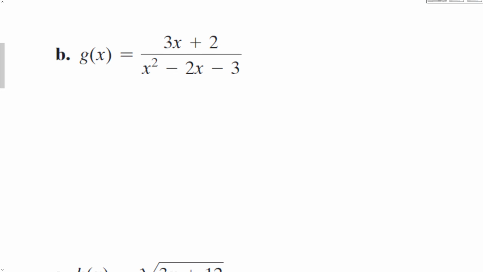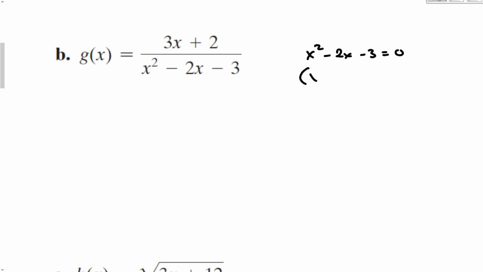Next, this function. The domain of g is all real numbers except for anywhere that makes this function undefined. Anywhere that the denominator is equal to 0 will make this function undefined. So I want to know where x squared minus 2x minus 3 is equal to 0. The easiest way to figure that out is to factor it. If it's a quadratic, we can factor it using basic factoring techniques. The factors of 3 that subtract to 2.